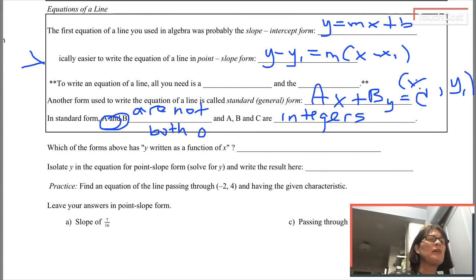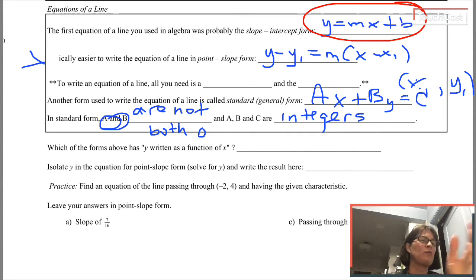So, of the above forms, which one has y written as a function of x? That is this one we started with, because here I have y on one side of my equation, and then if I want to compute y, all I have to do is figure out what x is. I can plug it in and perform a calculation. So y is a function of x. So I would say slope-intercept, or you could have written the equation y equals mx plus b.